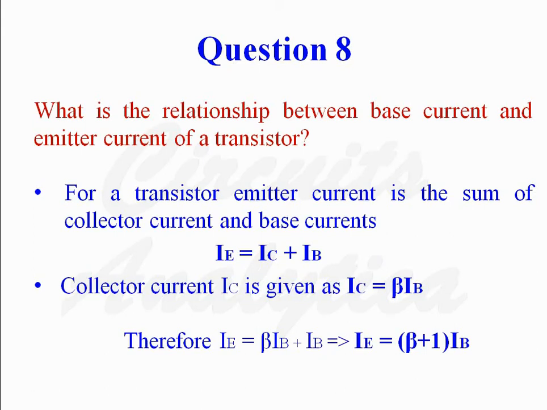Collector current IC can be approximated as IC is approximately equal to beta IB. Therefore, emitter current IE is equal to beta IB plus IB. That means emitter current IE is equal to (beta plus 1) times IB.